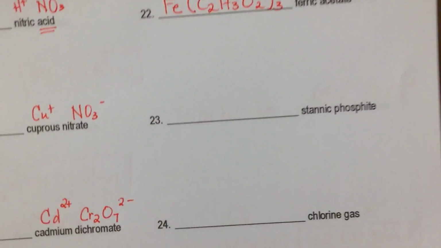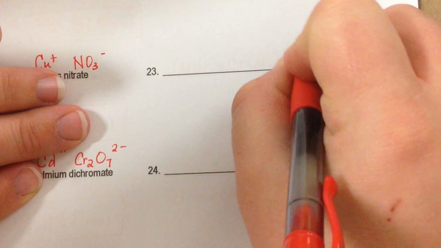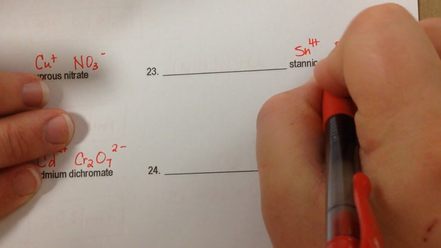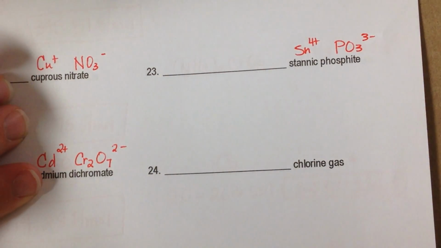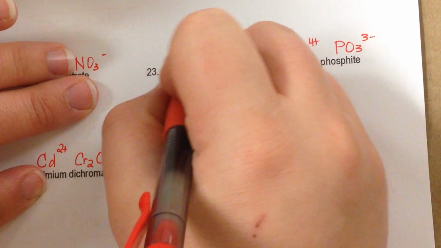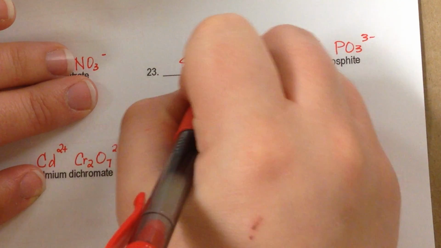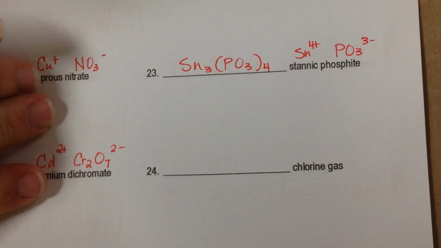3 more to go. Stannic phosphite. Stannic is the higher version, so 4+. Phosphite, PO3, 3-. Remember, phosphite and phosphate are the only 3 negative charges that we have. It's not balanced, so we're going to crisscross these. The PO3 gets the parentheses with the 4 outside of it.